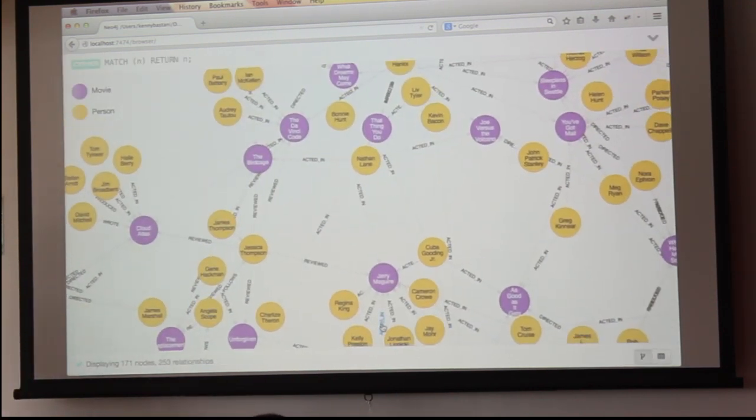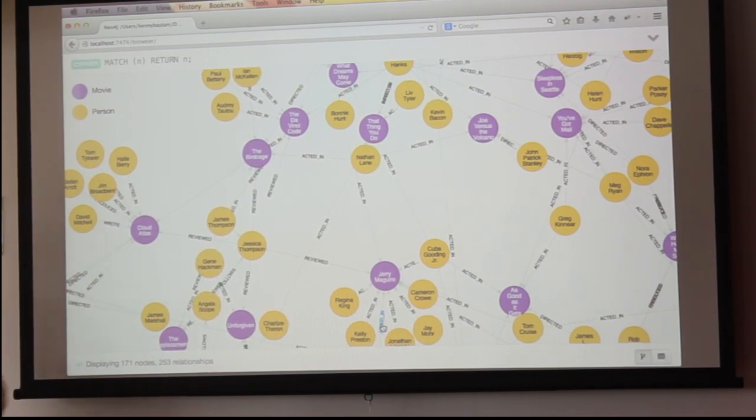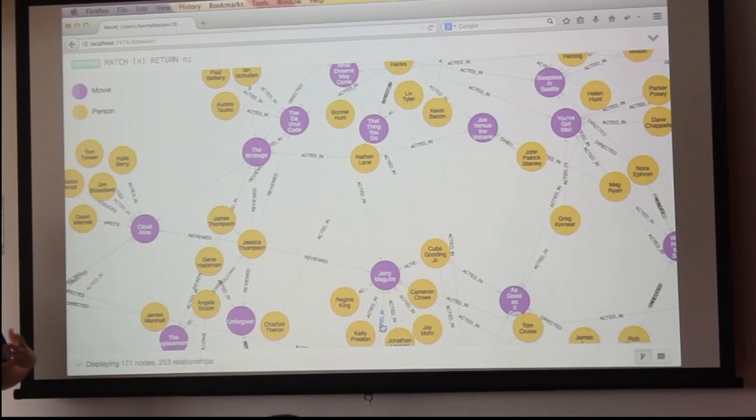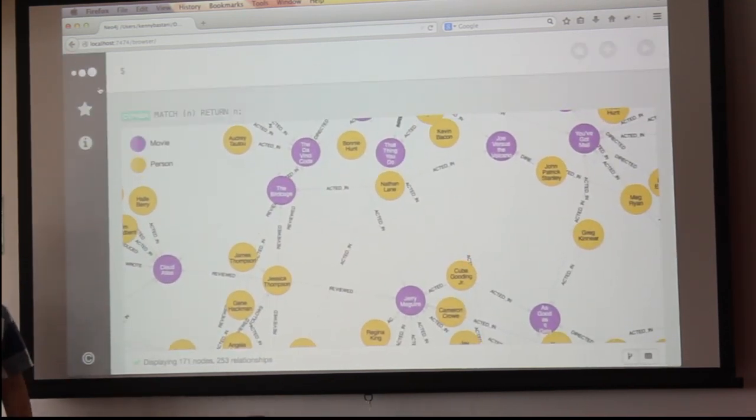So here you see a lot of stuff, but the yellow nodes are people, and the purple nodes are movies, and the relationships between them describe the relation between the nodes and the labels. So what if you don't want to actually look at this pretty graph, and you want to actually look at some schema to see what's related and how?